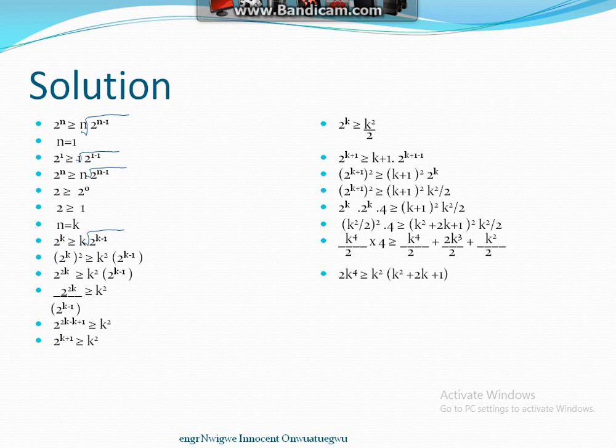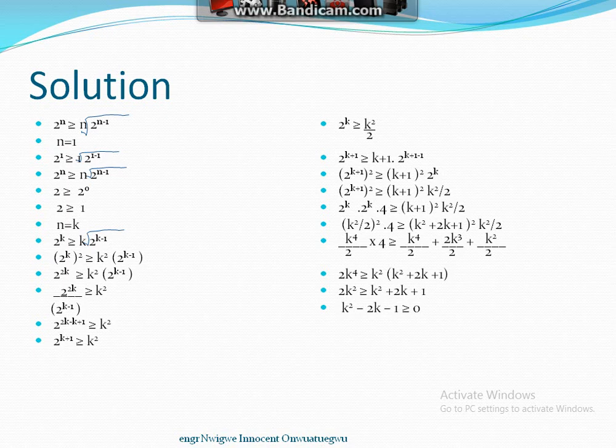We have 2 times k raised to the power 4 less than or equal to k squared in bracket k raised to the power 3 plus 2k plus 1. 2k raised to the power 2, because the k squared is cancelling the k raised to the power 4. 2k raised to the power 2 is less than or equal to k squared plus 2k plus 1.